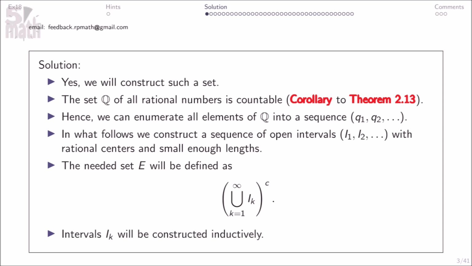The set Q of all rational numbers is countable, corollary to Theorem 2.13. Hence we can enumerate all elements of Q into a sequence. In what follows, we construct a sequence of open intervals with rational centers and small enough lengths. The needed set E will be defined as this. Intervals Ik will be constructed inductively.